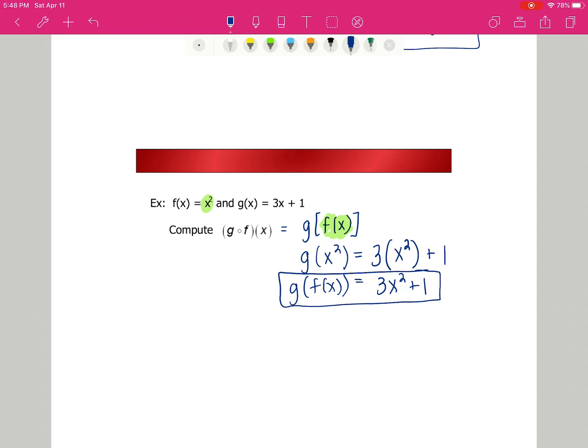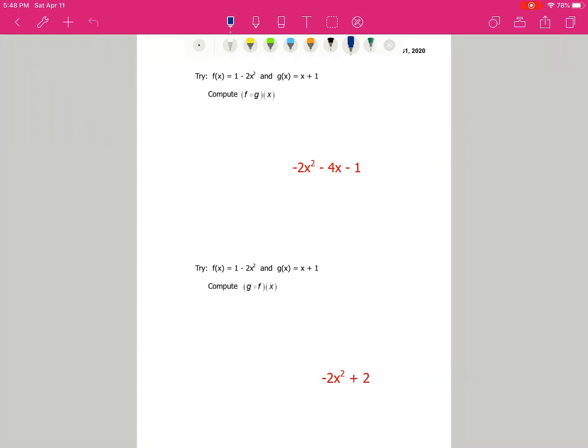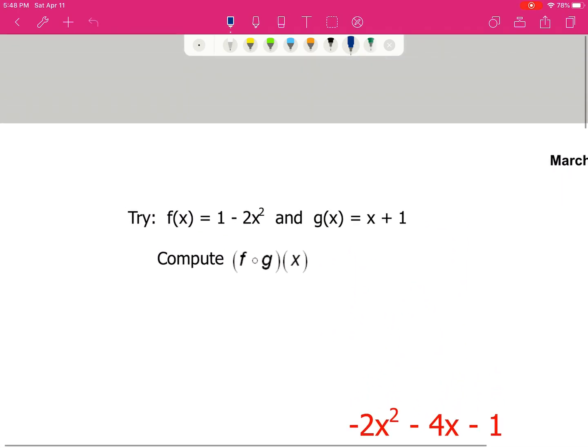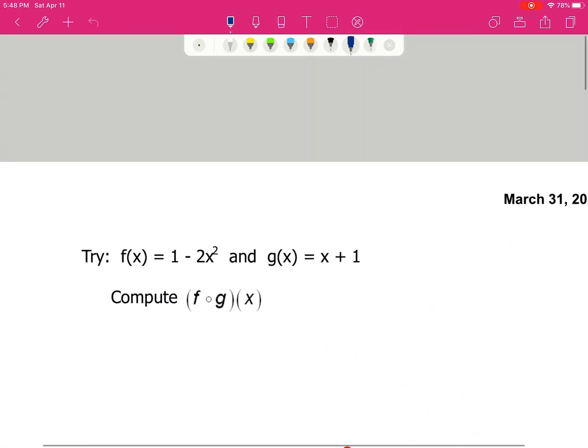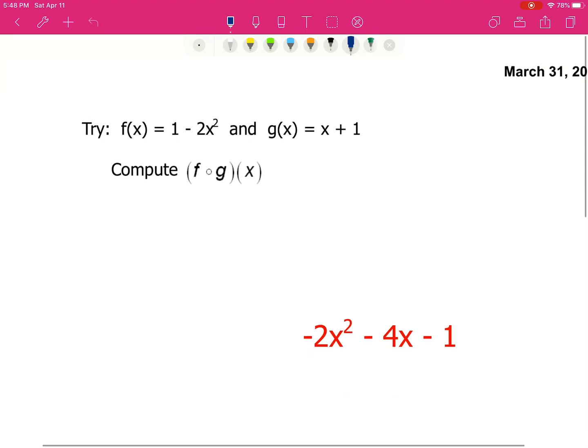Okay, I'm going to give you a try. Go ahead and press pause. So you're going to write that problem down and work it out. And when you're ready to reveal the answer, go ahead and press play. So we have an answer of negative 2x squared minus 4x minus 1.